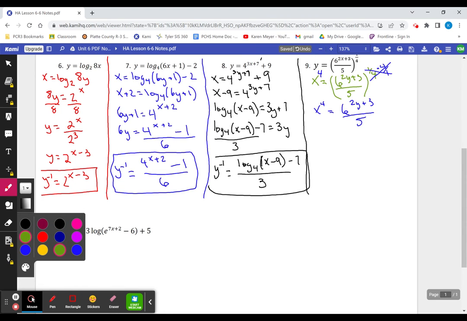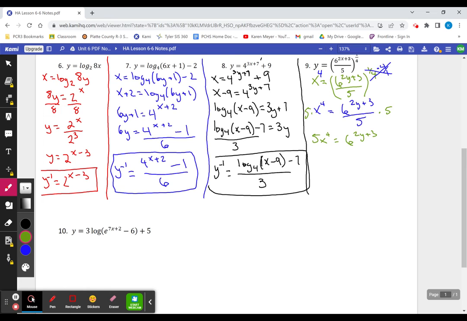Okay. Now we want to get rid of that over 5. And to get rid of the over 5, we're going to multiply both sides by 5. So we're looking at 5x to the 4th equals 6 raised to the 2y plus 3. Now that I finally have the part with the exponent all by itself, nothing behind it or below it or anything like that, we can rewrite it.